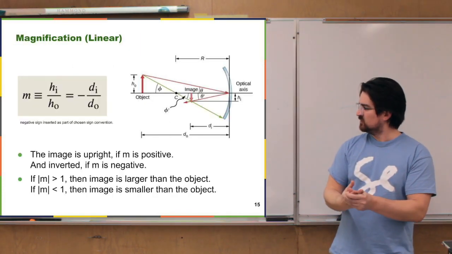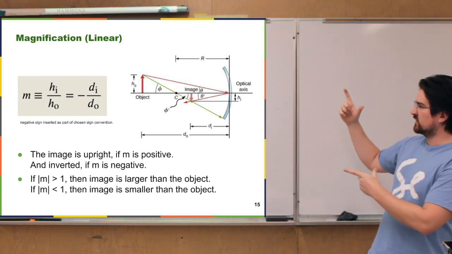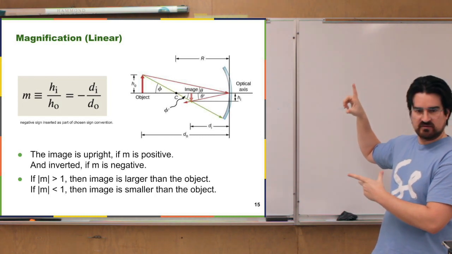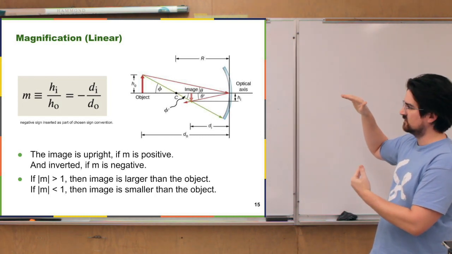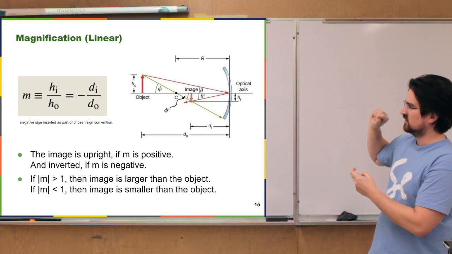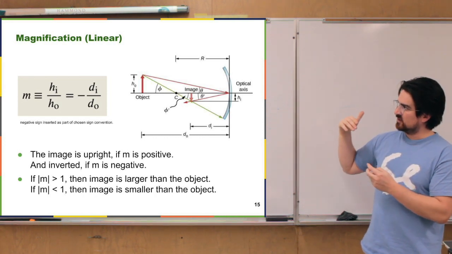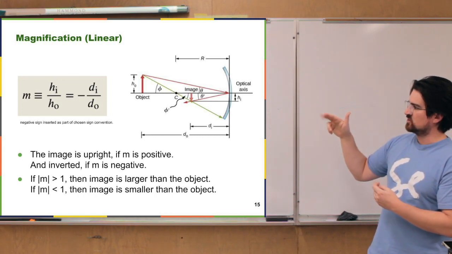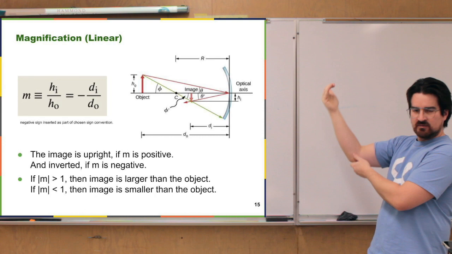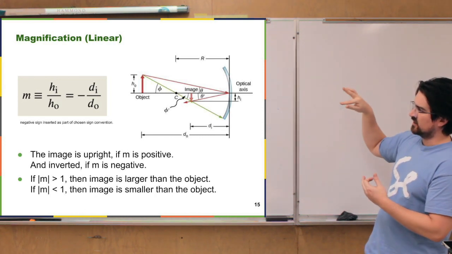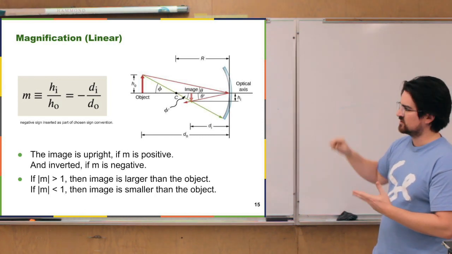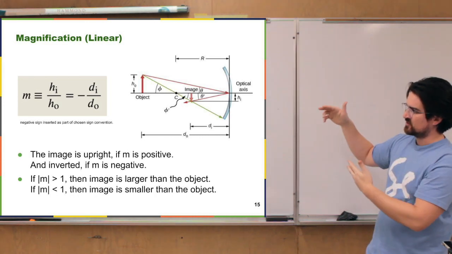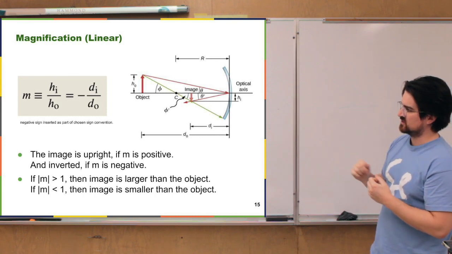And finally, you might have noticed, the height of the image might be different than the height of the object itself. In this case, the height is a little bit smaller. So we define something called magnification, technically linear magnification here, which is just the ratio of the image height to the object height. That is related then to the distance of the image and distance of the object. It's maybe a little bit confusing, but by convention, the magnification is equal to the opposite of the distance of the image divided by the distance of the object.